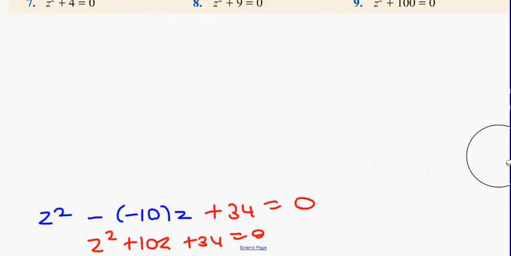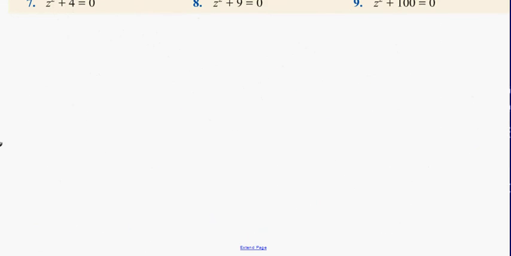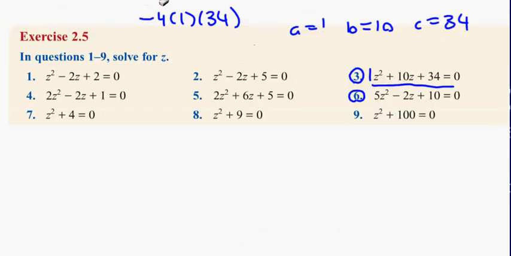Now, I've shown you how to go backwards. We're going to continue on with question 6. Question 6, same deal as last time. We just have to figure out what a, b, and c are. All these numbers are real, so the numbers 5, 2, and 10 are real. So we're going to get a.